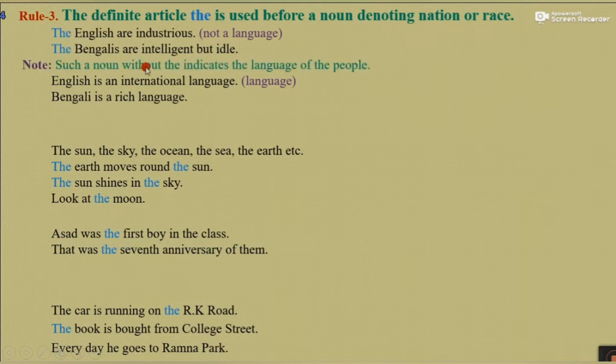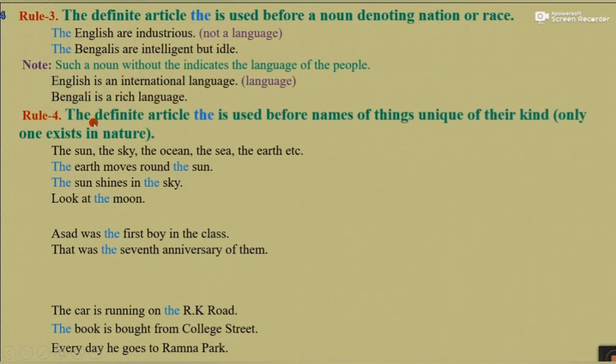Thus, a noun without the indicates the language of the people. For example, English is an international language. Here, the is not used before English. So, here English is not a nation but a language. Bengali is a language. Here, Bengali is a language, not a nation.